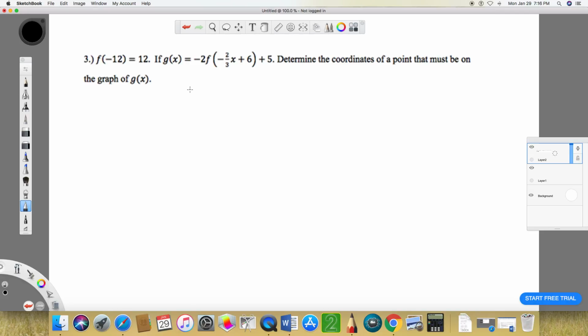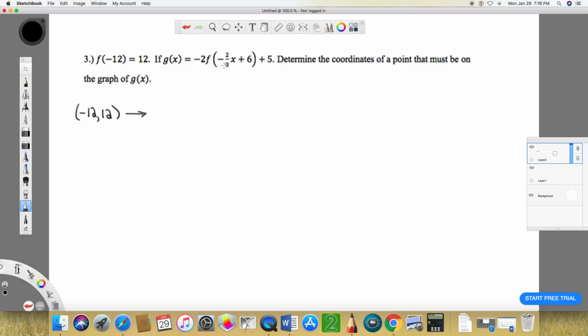Let's take a look here at number 3. We have this function f, and it's passing through the point negative 12 comma positive 12. We have a relationship between a function f and a function g given through this equation. We want to use this equation to transform a point that we know is on the graph of f to a point that must be on the graph of g.